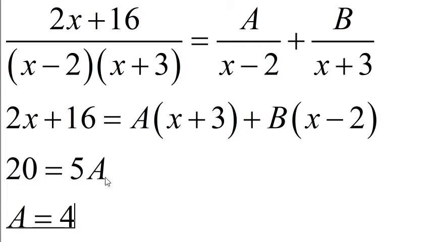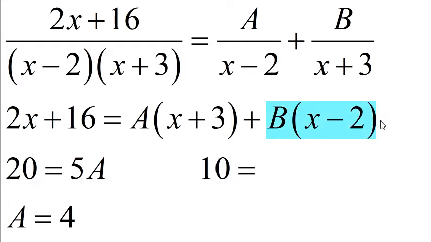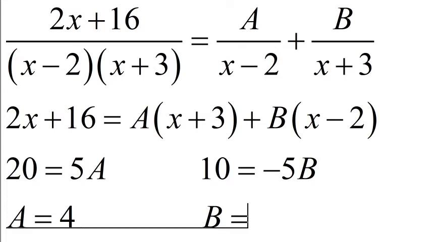4. All right. Now what's the other number that we should plug in? Let's plug in -3. So 2 times -3, that's -6, plus 16, 10, equals what? -5b. Thus b is -2.